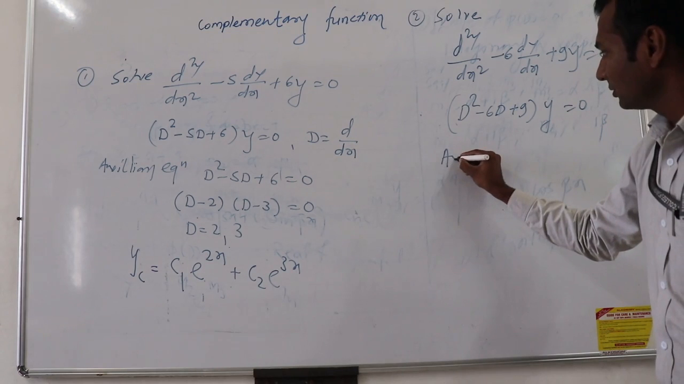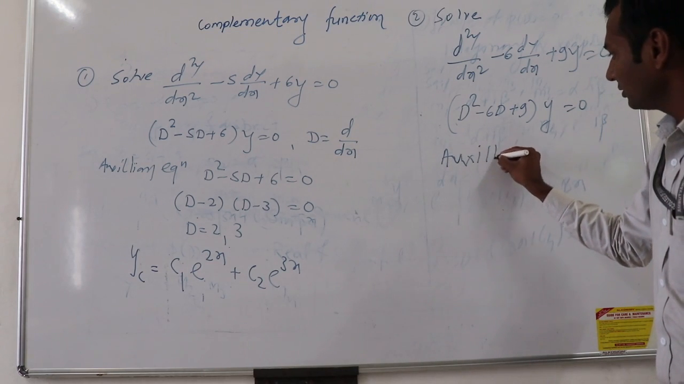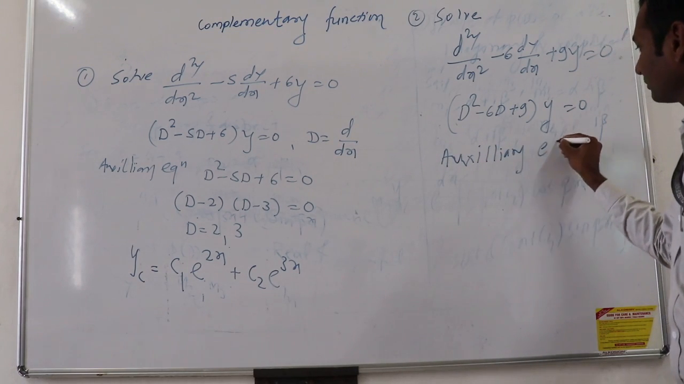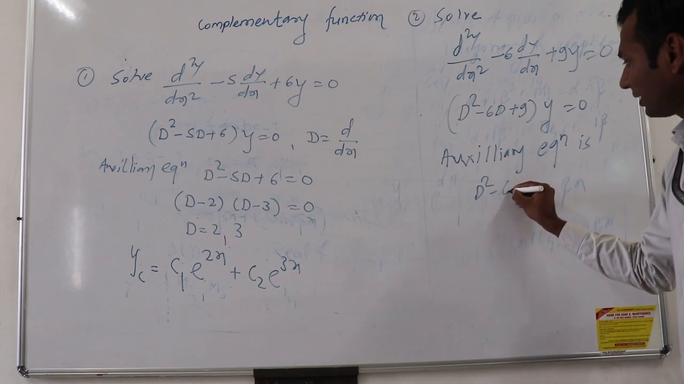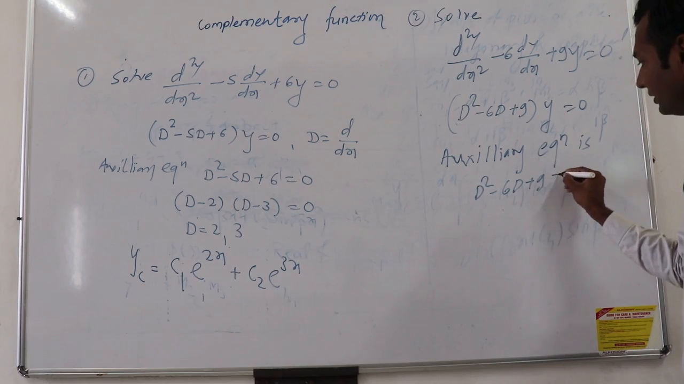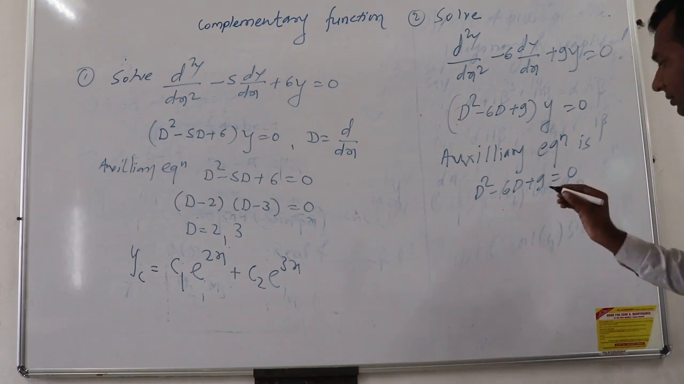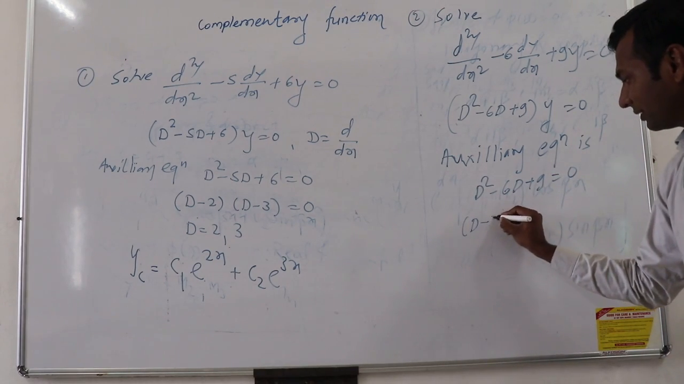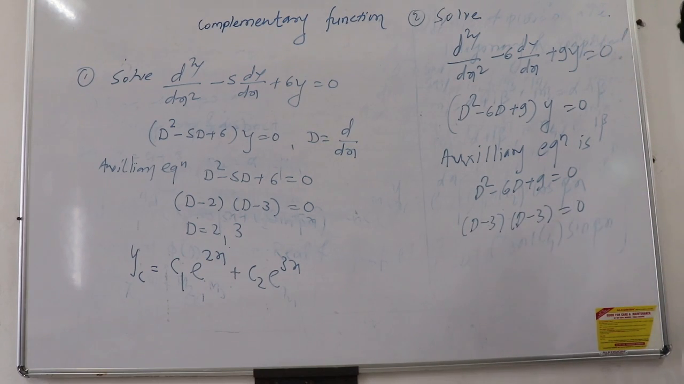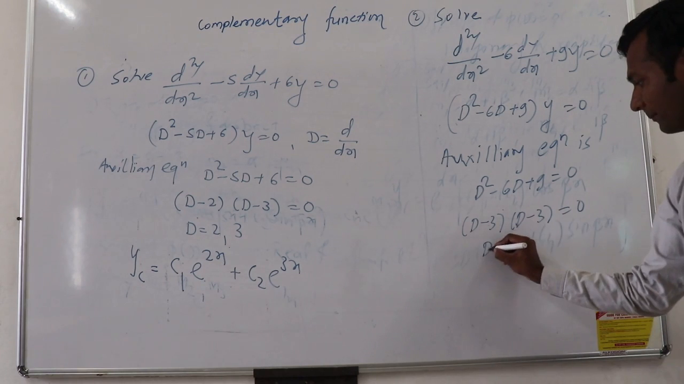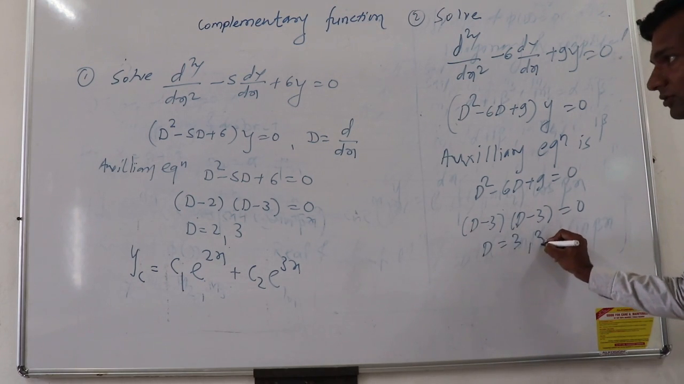Then auxiliary equation is d square minus 6d plus 9 is equal to 0. Then it can be written as d minus 3 whole square is equal to 0. Then roots are 3, 3.